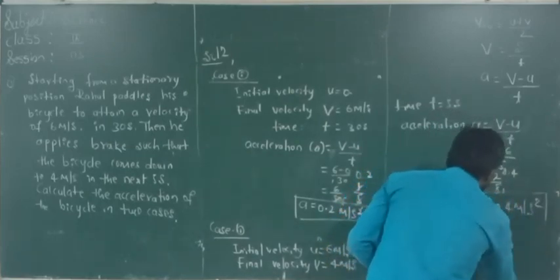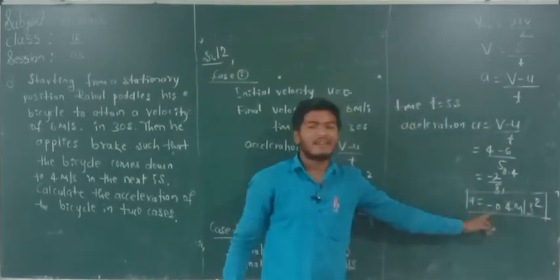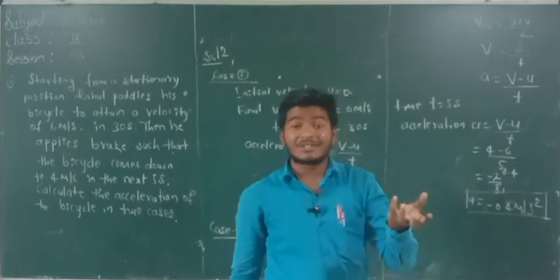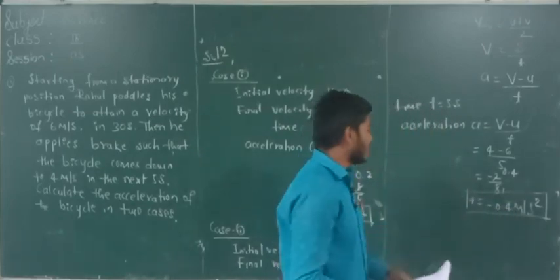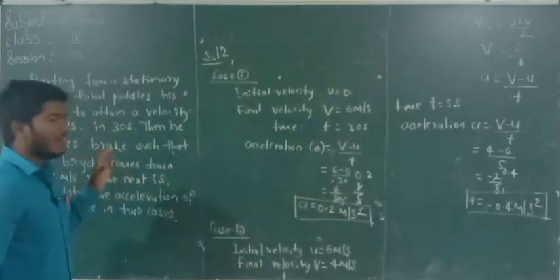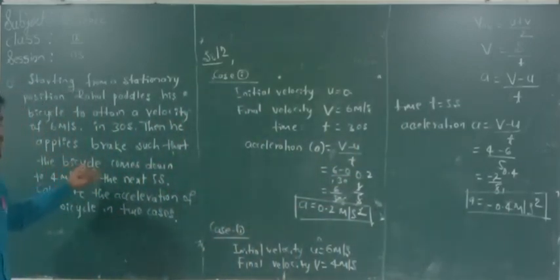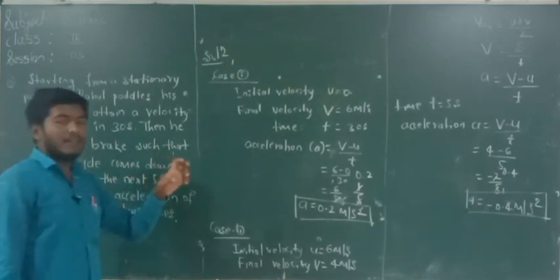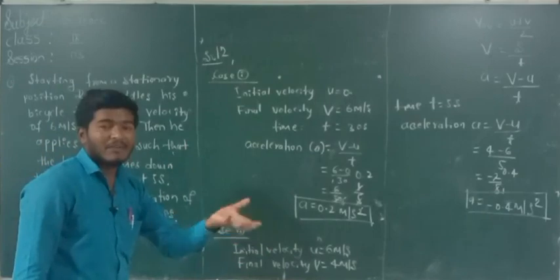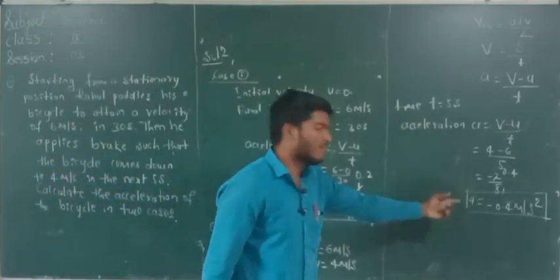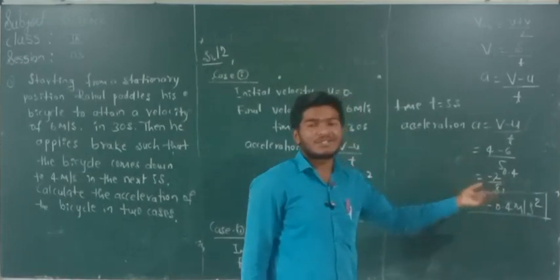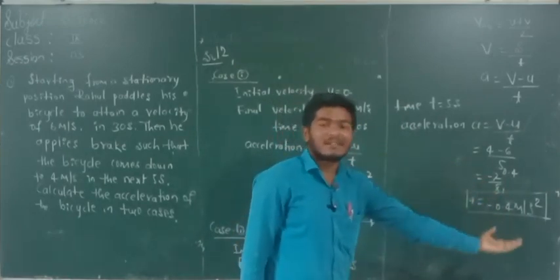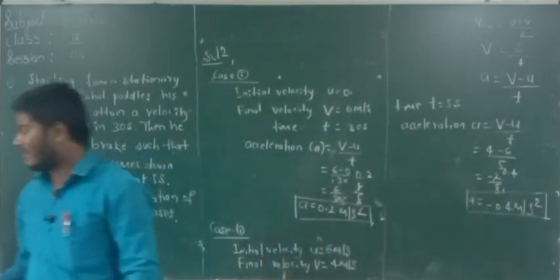This minus sign indicates a negative acceleration, nothing but a deceleration. I have already told you, this is the deceleration, minus 0.4 meter per second square. This is the deceleration of the bicycle when he applies the brake, because the initial velocity in the second case is 6 meter per second. When he applies the brake, the velocity of the cycle decreases. That's why the acceleration of the bicycle in the second case is minus 0.4 meter per second square. The minus sign indicates deceleration, it is not an acceleration, it is a decrease in the velocity. So again, consider another example on this.